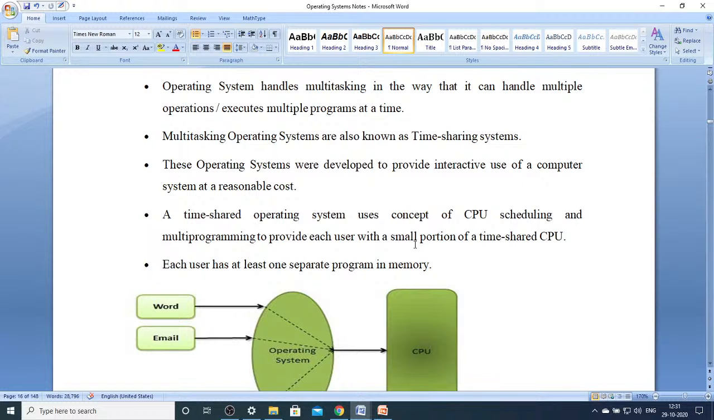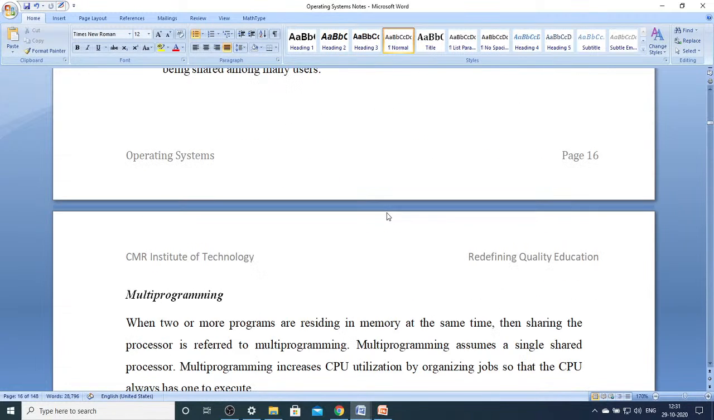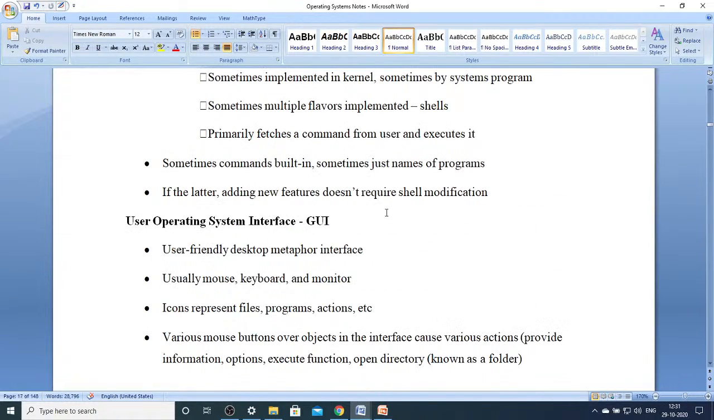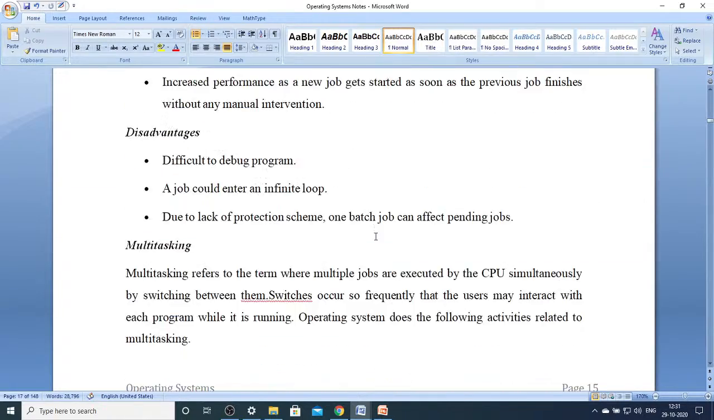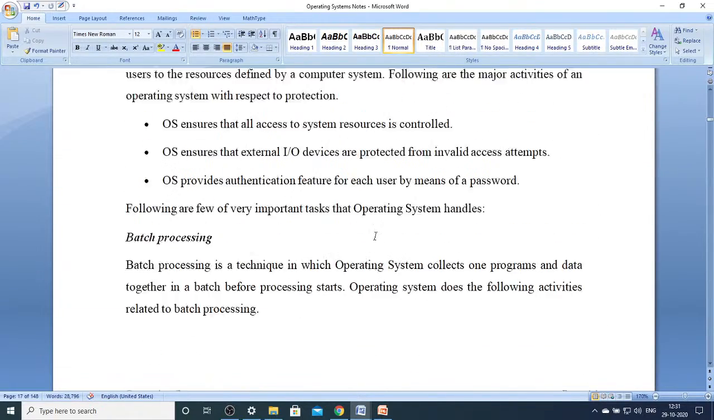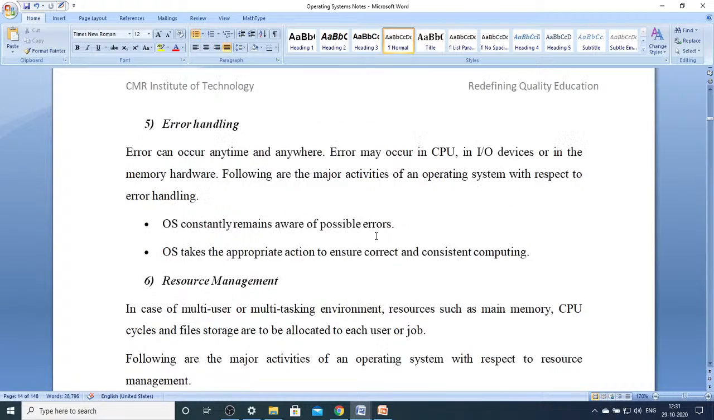And after the time sharing systems, we discussed the real time systems, the real time operating systems. Under real time operating systems, the results are to be immediate.